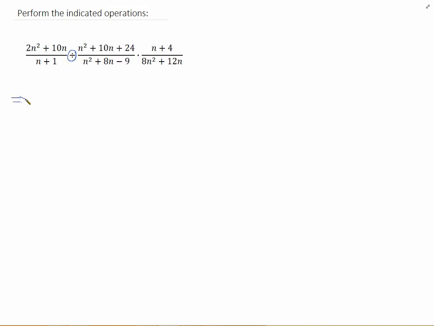So I'll rewrite this as (2n² + 10n)/(n + 1) times (n² + 8n − 9)/(n² + 10n + 24) times (n + 4)/(8n² + 12n). Now I'm going to go through and factor all of these expressions as much as possible to see if there are any common factors that may be removed.